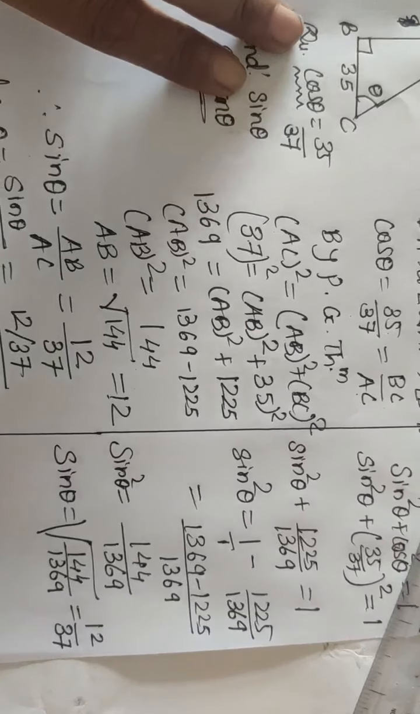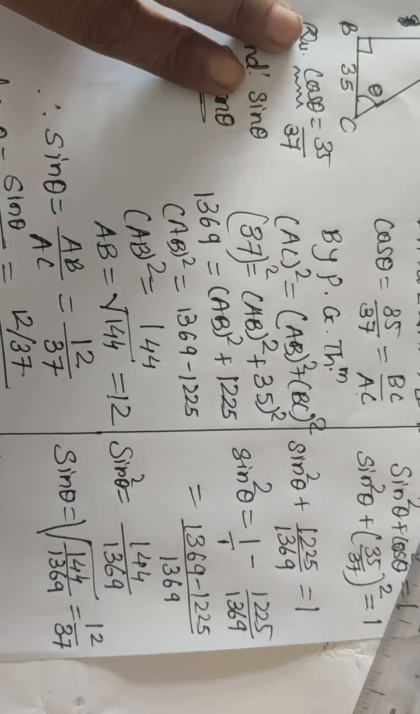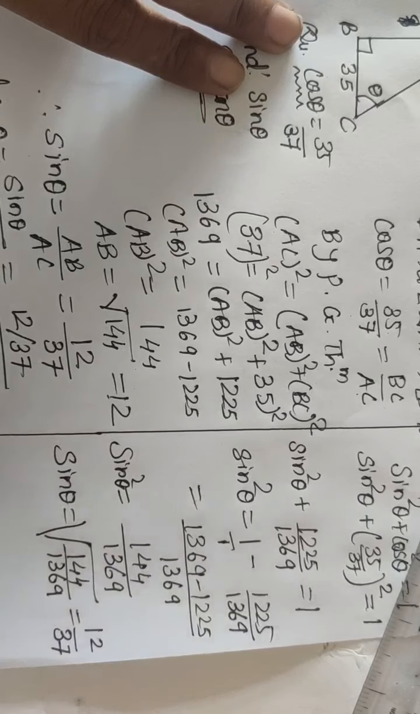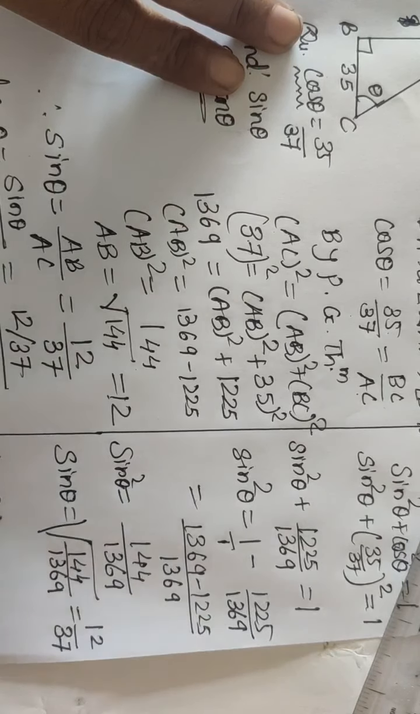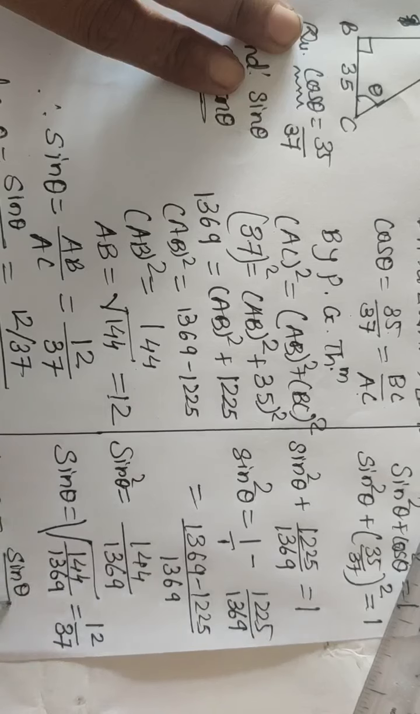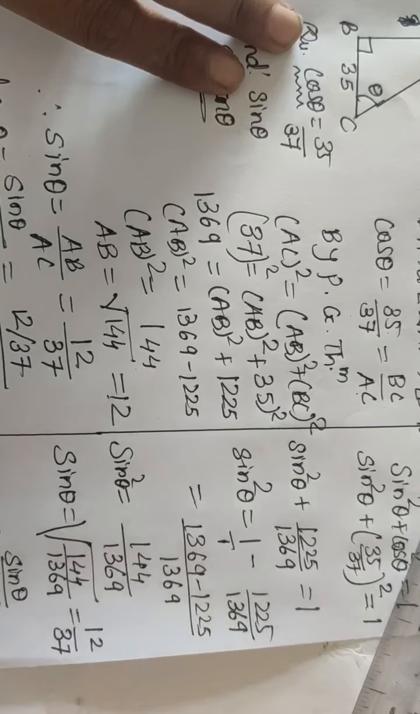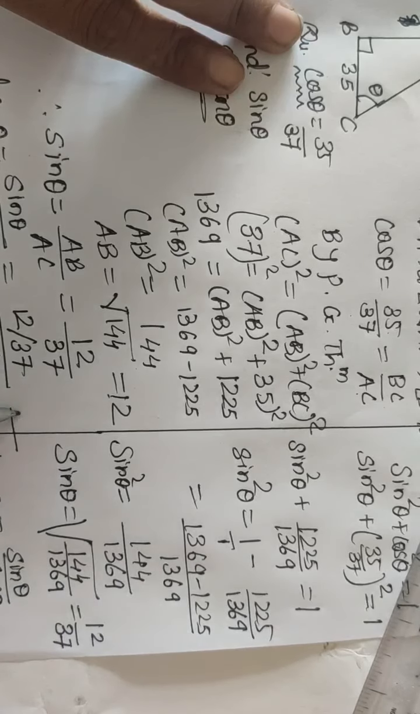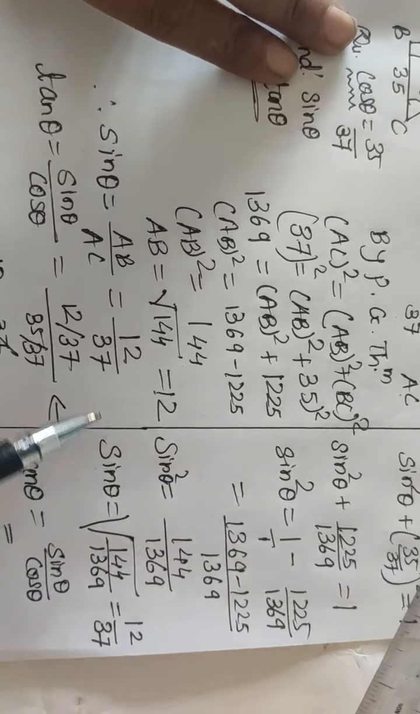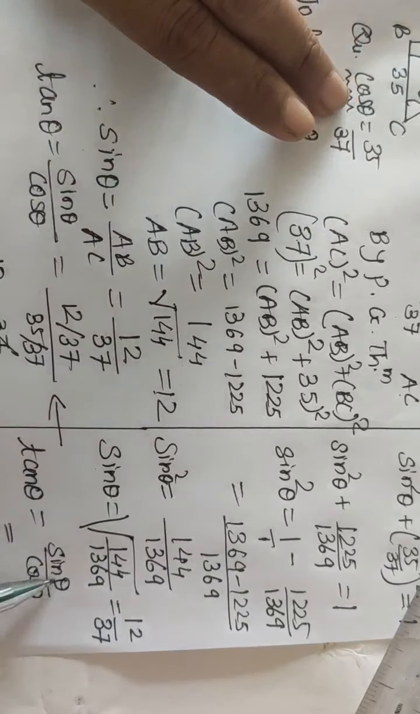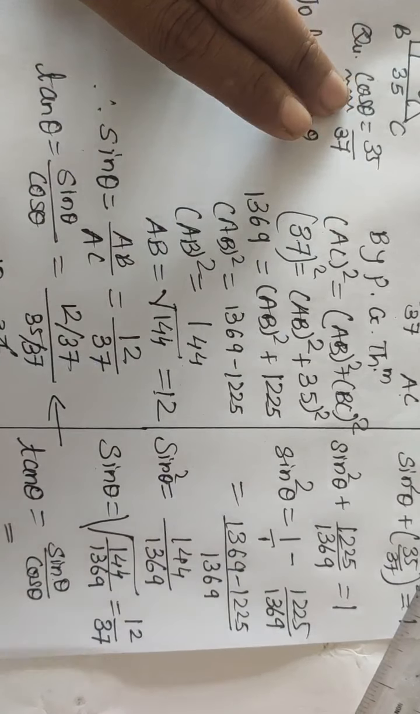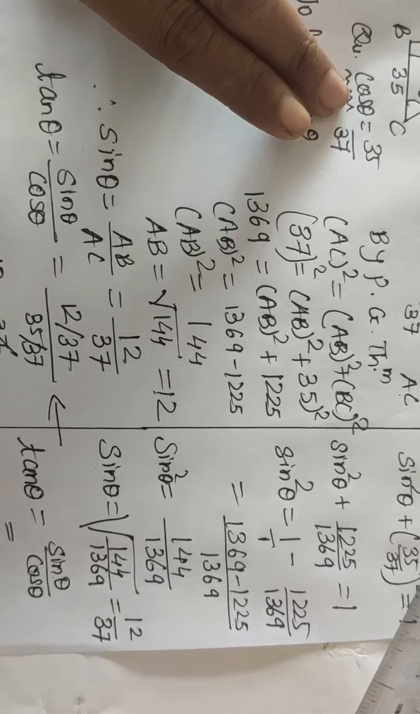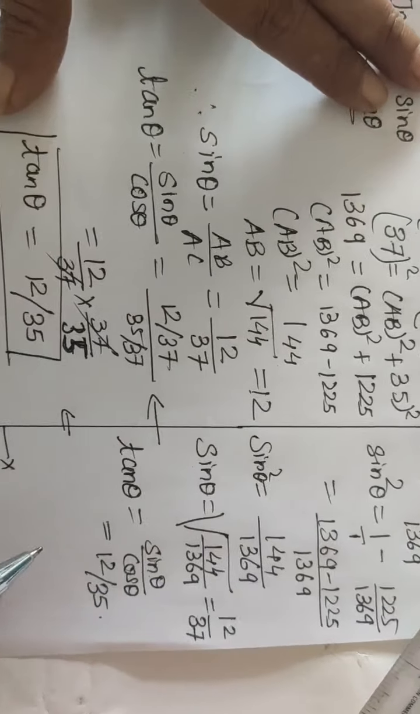Now you want tan theta. Tan theta is equal to sin theta by cos theta. In the same way, put the values. You have sin theta as 12 by 37 and cos theta given as 35 by 37. You will get the same answer. So the answer is 12 by 35.